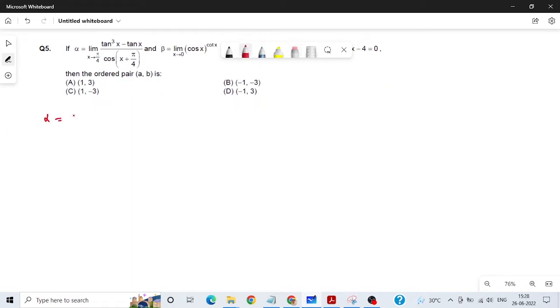So we have alpha equal to the limit of x tends to pi by 4, and in the numerator it's tan cube x minus tan x. So we have to simplify this function before calculating limits. So let's take tan x common. So we are left with tan square x minus 1 upon cos of (x plus pi by 4). So we can use the formula of cos of (a plus b), which is cos a cos b minus sin a sin b.